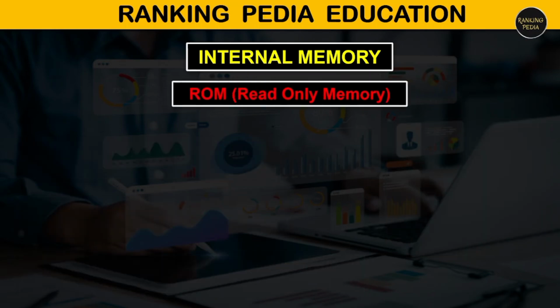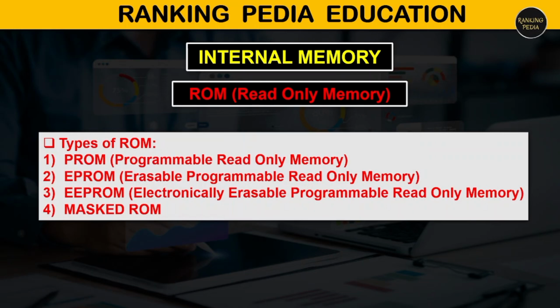Now we will see the read-only memory types. There are mainly 4 types. PROM, that is programmable read-only memory. Second is erasable programmable read-only memory, that is EPROM. Third is EEPROM, that is electronically erasable programmable read-only memory. Fourth is masked ROM.